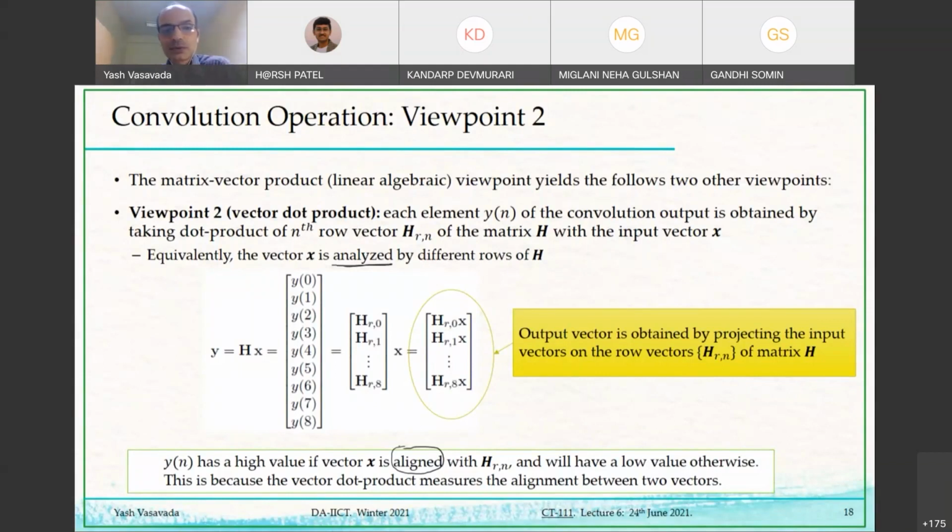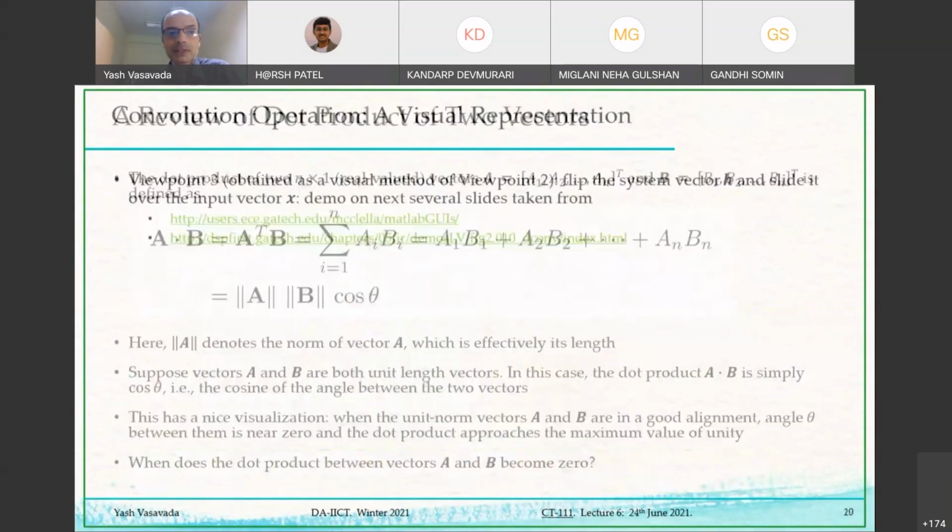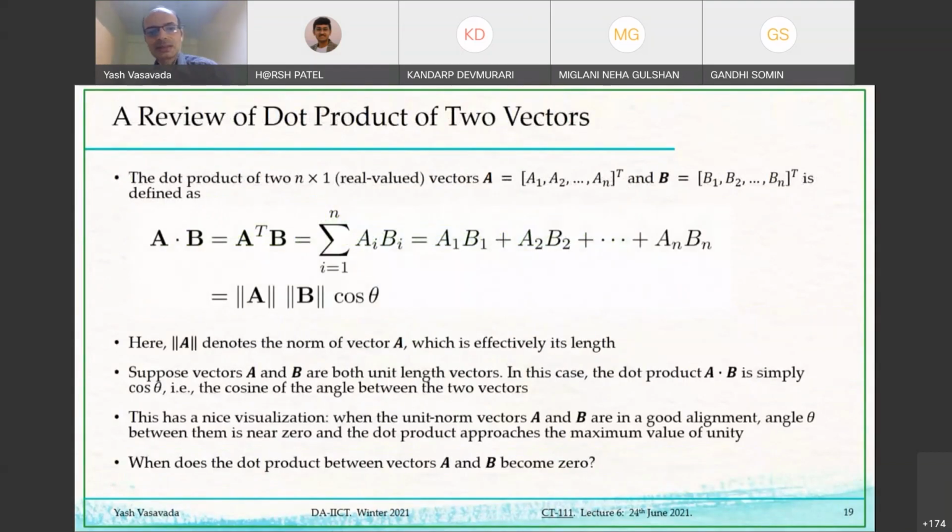So this is another viewpoint. This we won't get into. This is simply the same thing that I say. The dot product is the magnitude of the two vectors, or the lengths of the two vectors multiplied times the cosine of the angle.